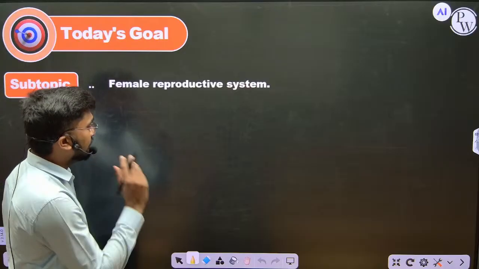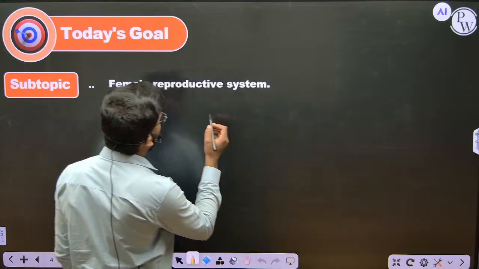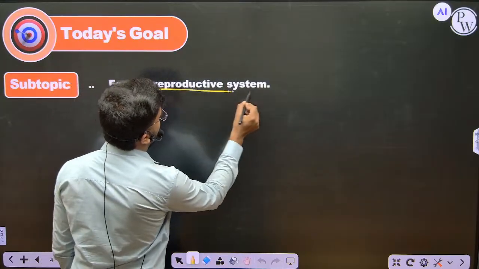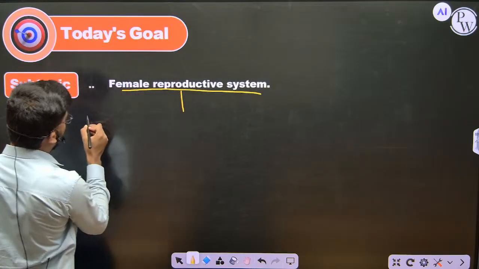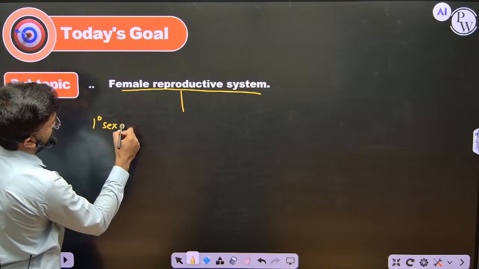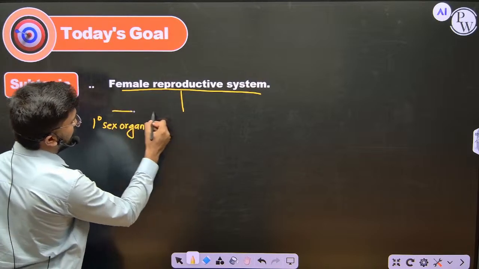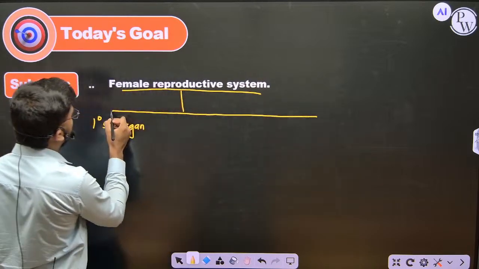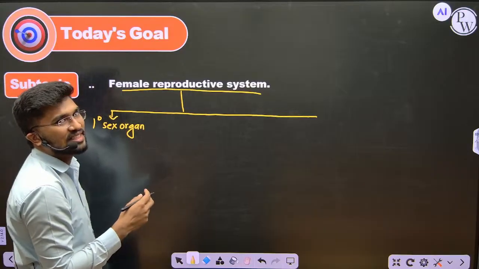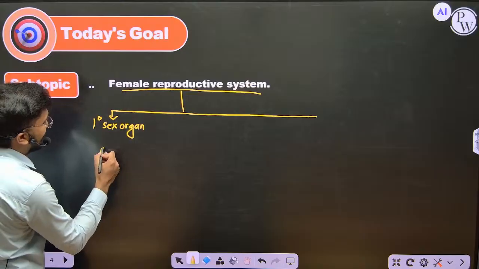If you take the female reproductive system, we can classify it like this. One is the primary sex organ. In the case of the female reproductive system, what is the primary sex organ? I already mentioned, in the case of male it is the testis; in the case of female, it is the ovary.